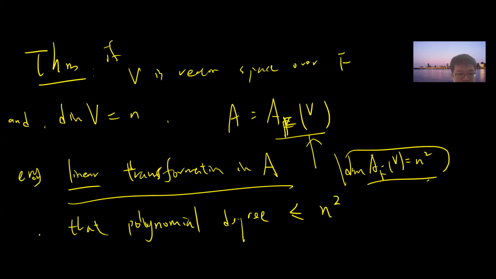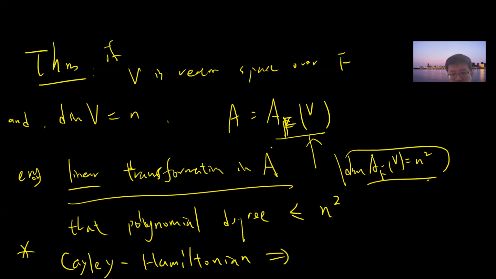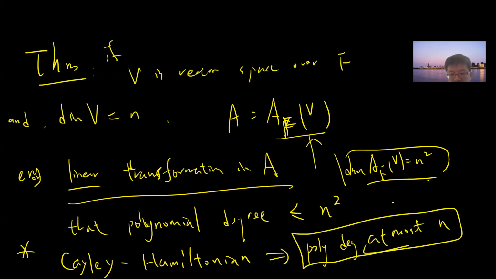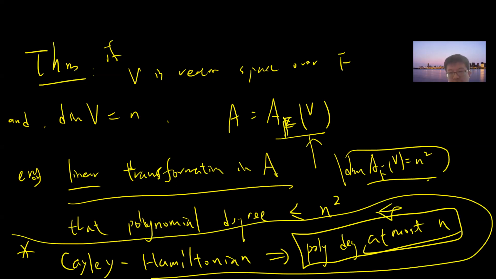And then this is the final result we will talk about in the future, which is basically Cayley-Hamilton. Cayley-Hamilton tells you that actually this polynomial has degree at most n. This is a highly non-trivial result, and it will be proved in the future.